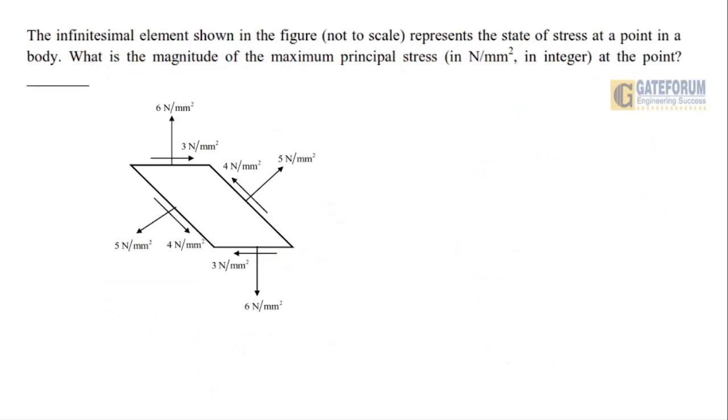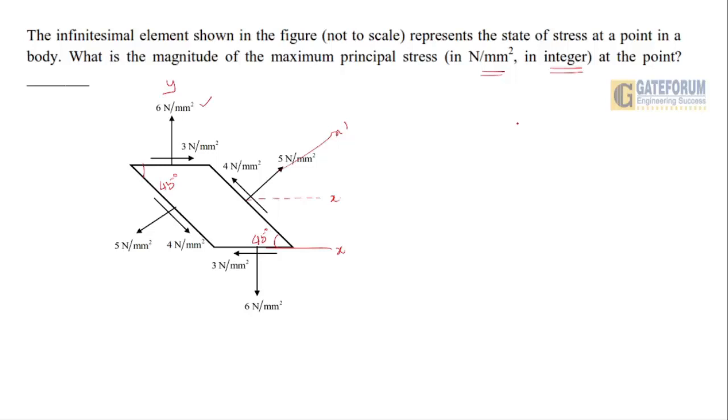The infinitesimal element shown in the figure represents the state of stress at a point in a body. What is the magnitude of maximum principal stress in Newton per mm square, as an integer, at a point? A body is given to you where 6 Newton per mm square is acting in the y direction. Alright, and let this be the x plane. This is making an angle of 45 degrees. This is x dash, x. There is a normal force here also, at 45 degrees, right?